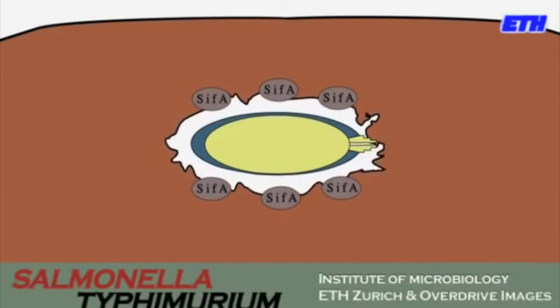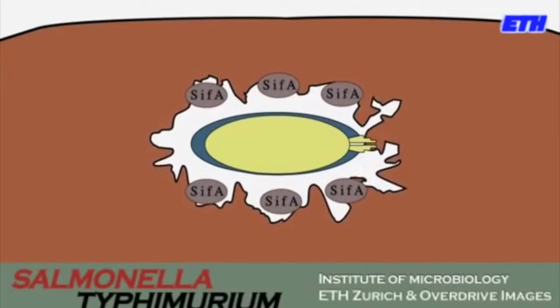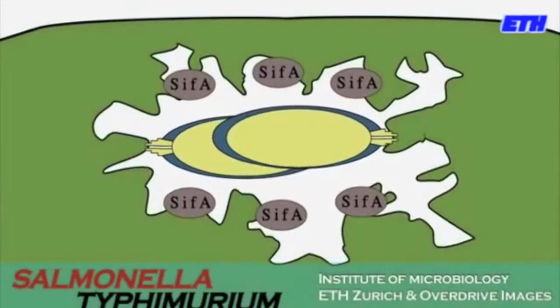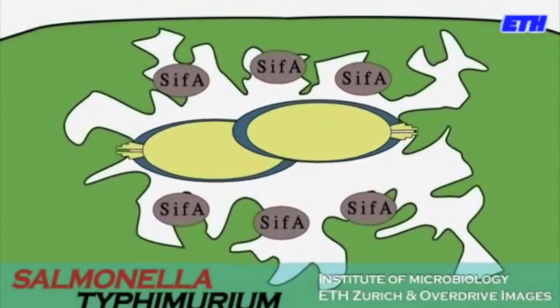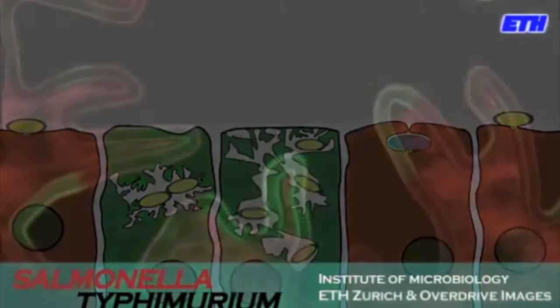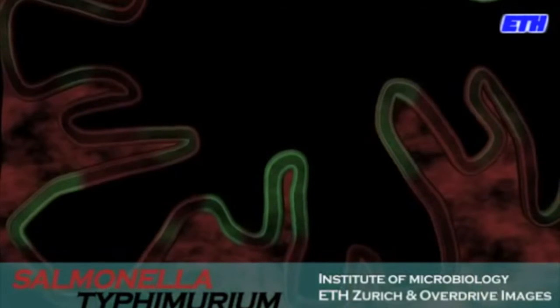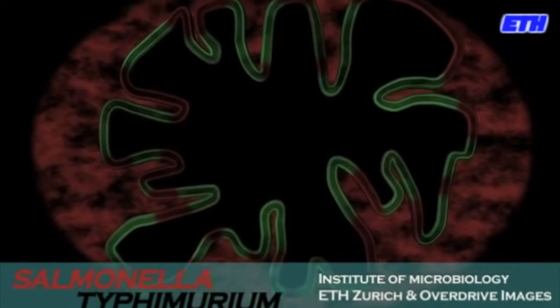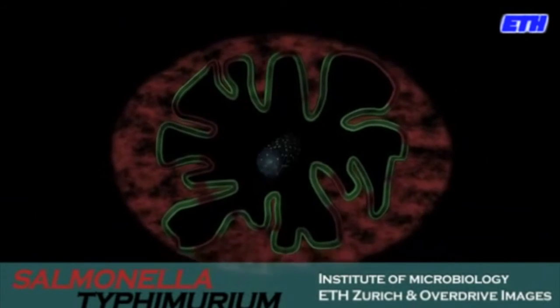Thin filaments start to extend from the vacuole covered with Salmonella effectors. Now, the bacterium is safe and starts to replicate. Salmonella establishes an infection in the gut and triggers a profound inflammatory response, leading to the typical symptoms of infection: abdominal pain and diarrhea.